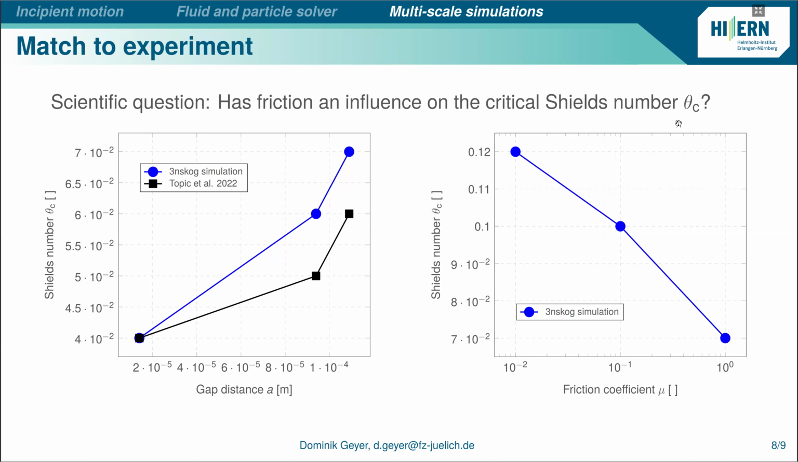And what we showed was that when we tune the friction coefficient, which I showed you on the slide before, that is tuning the critical Shields number. So the scientific question was, does friction have an influence on the critical Shields number? And I can clearly show: yes.